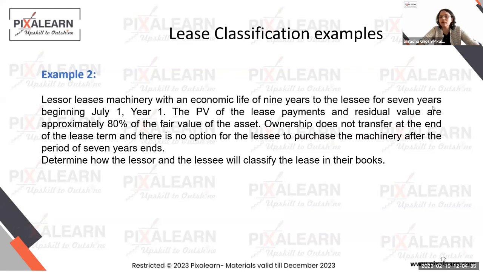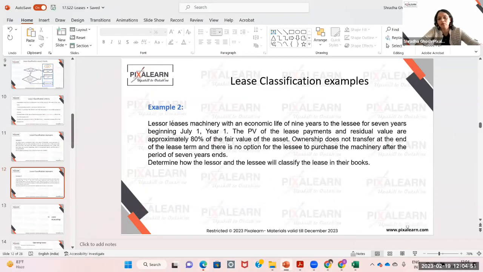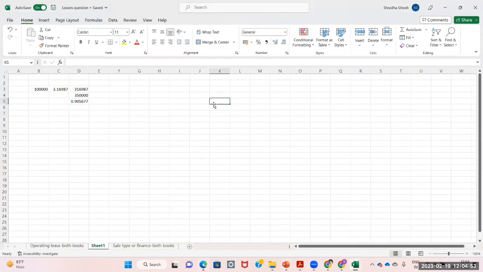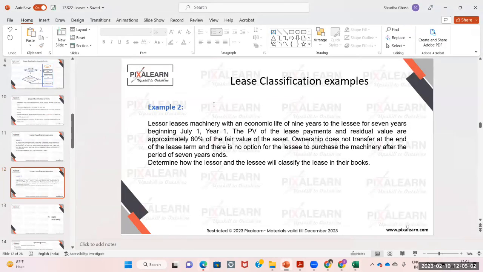Anita, unmute. Explain how. Because the economic life is, I think, more than 75%. So it is 7 out of 9, right? Which is how much? 77%, I think. Divided by 9, it's 77.7%. How are you going to classify it in the books of the lessor? Sales-type, and the lessee, finance lease. Great.